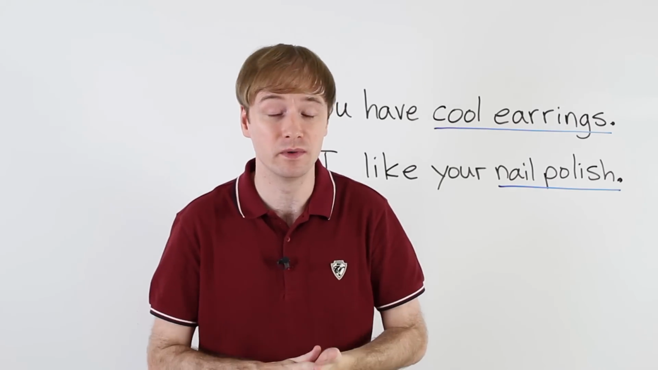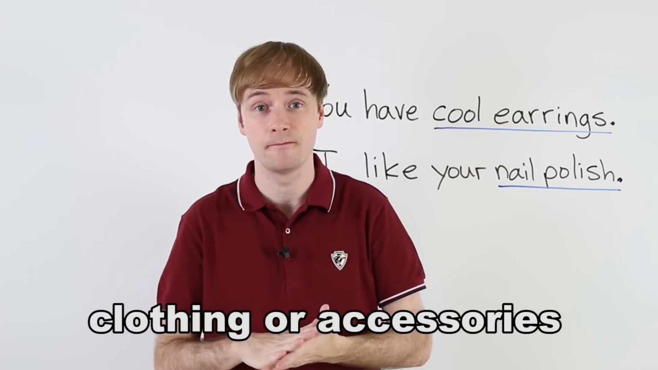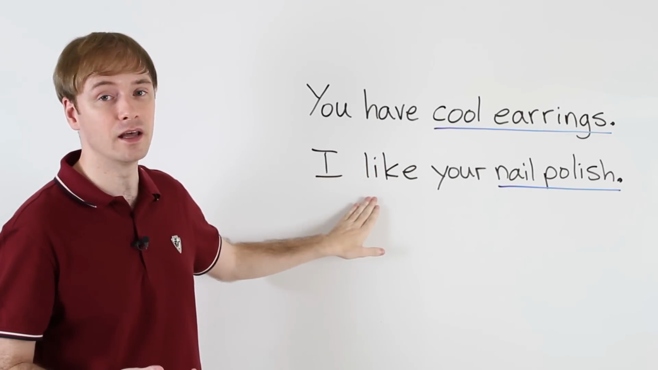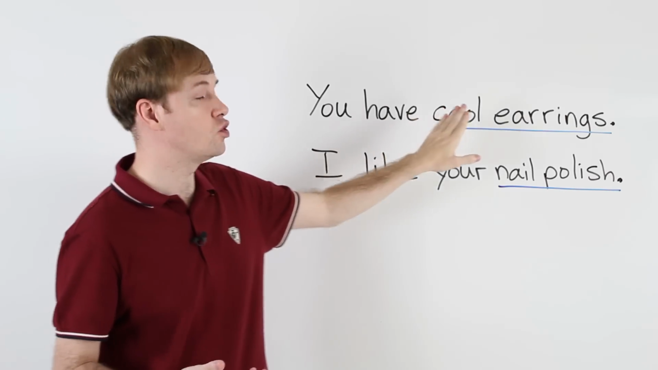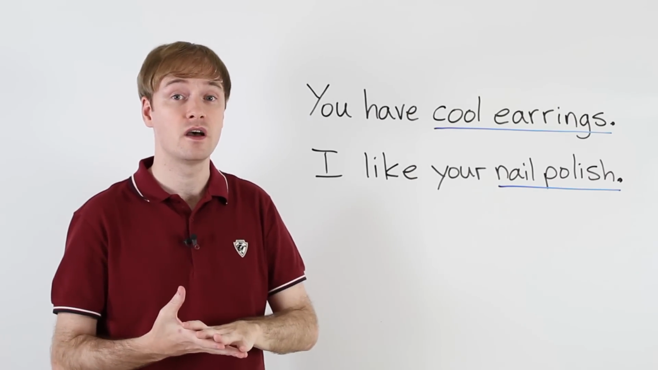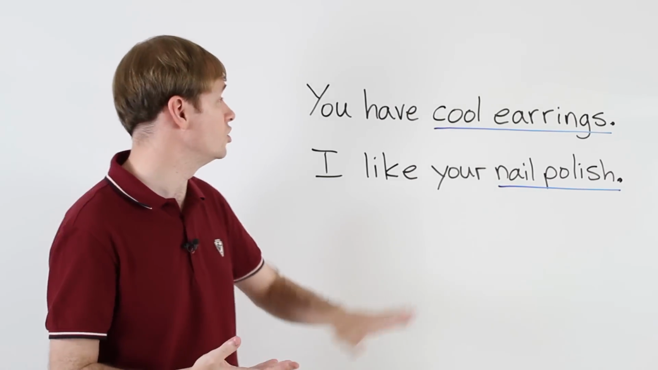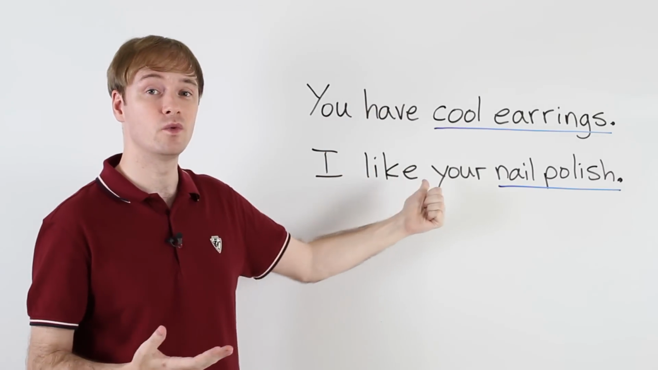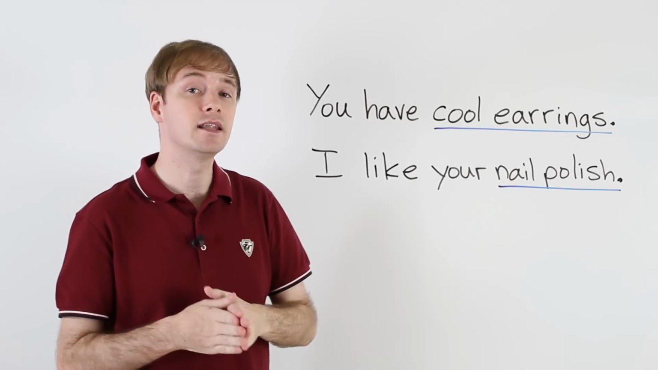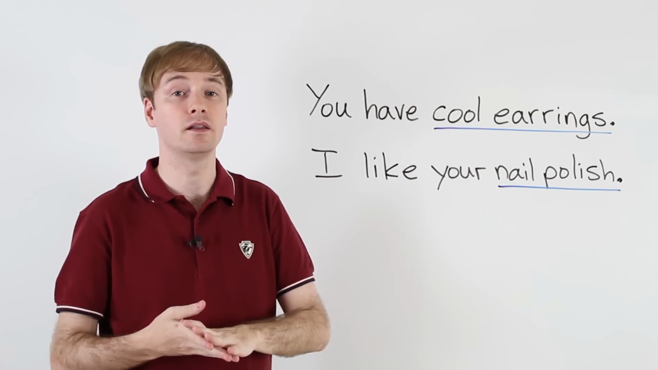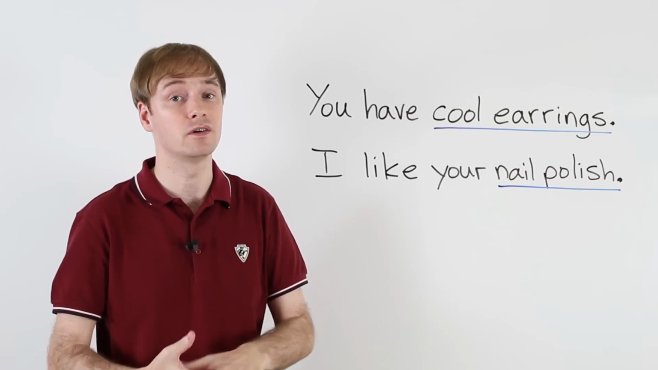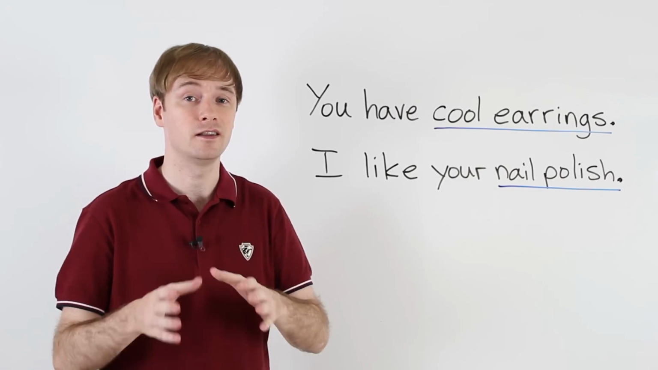Now we're going to compliment a woman about her clothing or accessories. There are two basic ways. You begin your sentence with you have or I like. So, you have cool earrings. You have a nice dress. You have a nice necklace. Okay? You have. You can also be direct with I like. I like your nail polish. I like your perfume. I like your outfit. Okay? So these are ways to compliment a woman about her clothing or accessories. All right? Let's move on.